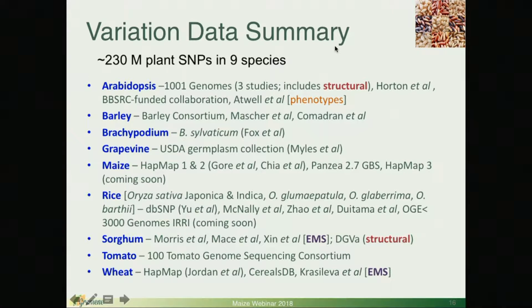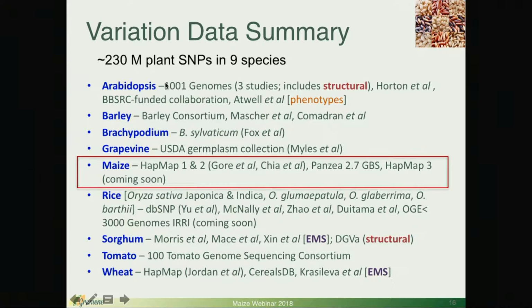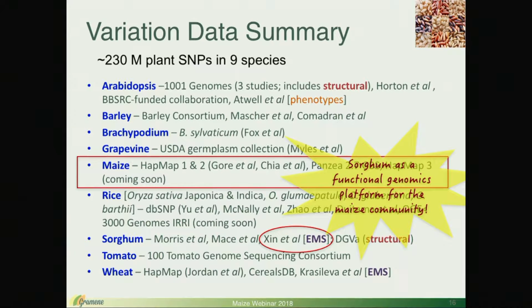This is just a summary of the amount of data that we have for these 9 species, about 230 million SNPs. For maize, we have 3 main sets. Well, actually, two and one more coming.